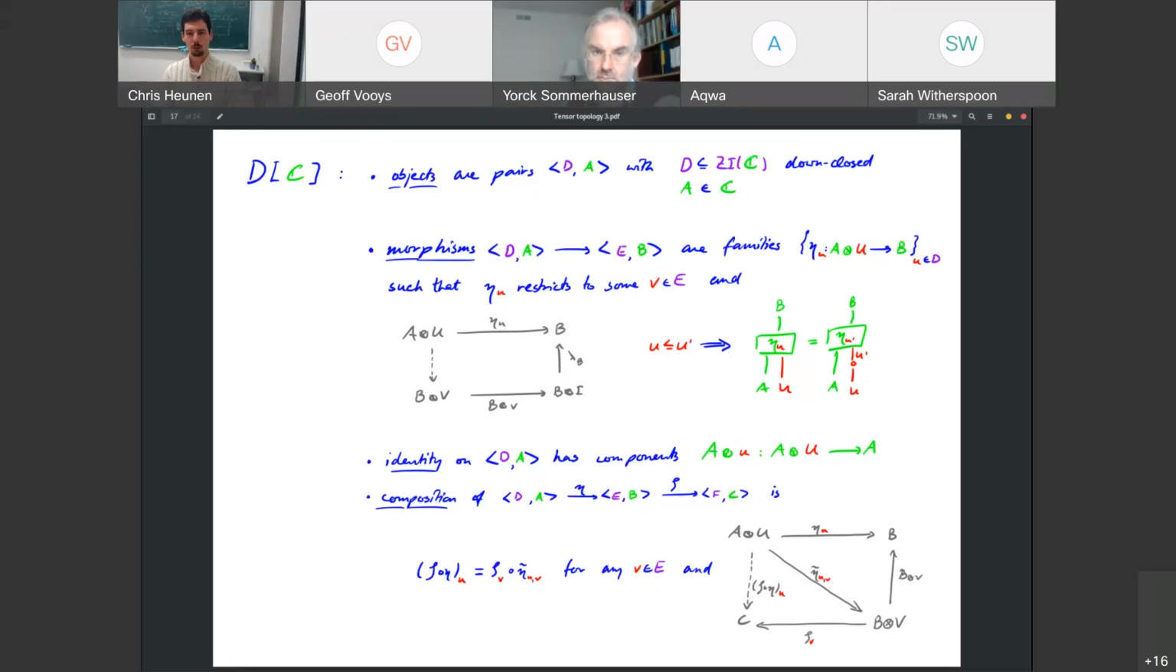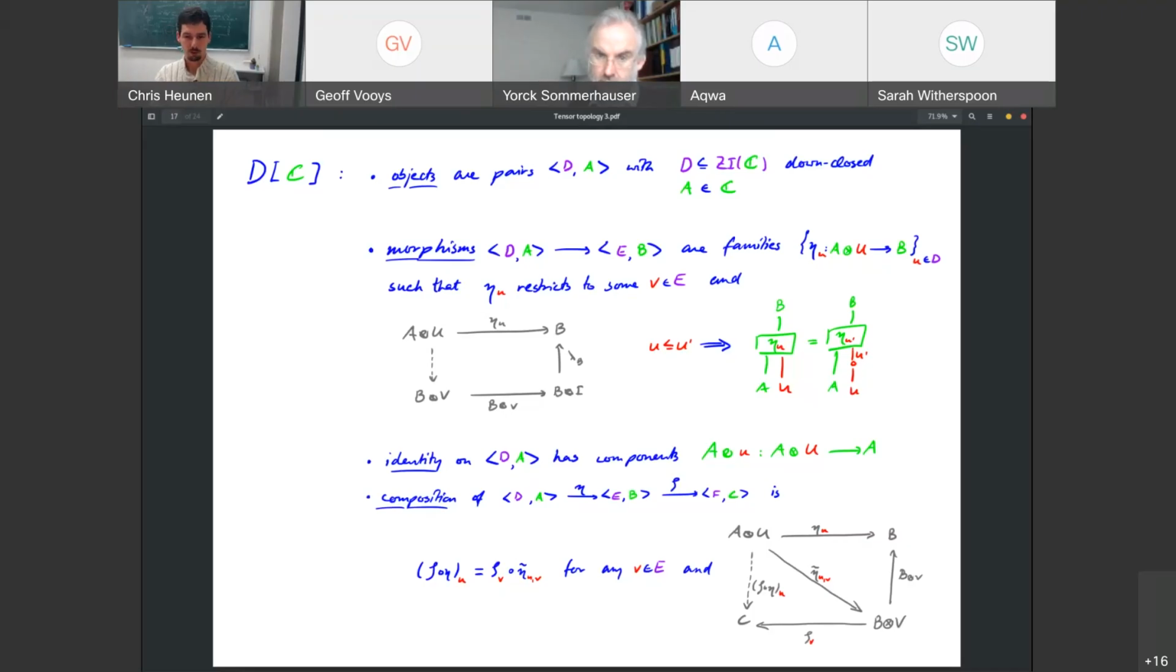So objects in the new category are going to be pairs of two things. First, an object in the old category. But second, together with a down-closed subset of central idempotents. Right, so objects in the new category are just objects in the old category together with a down-closed subset of central idempotents. The interesting thing is the morphisms I'm going to choose in the new category. If you have two of these objects in the new category, so that means two objects A and B in the old category and two subsets of central idempotents in the old category, a map between them in the new category is going to be a family of things from A tensor U to B, where U ranges over all the central idempotents in the domain object, such that these morphisms restrict to some element of the chosen family of central idempotents in the codomain object.